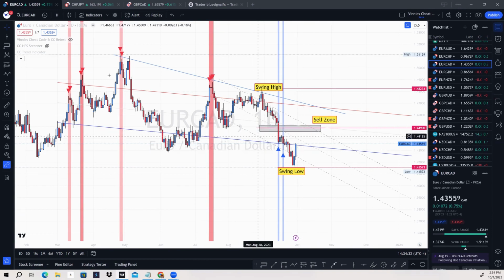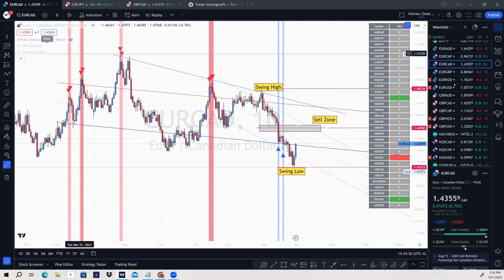Again, we got this trade from the HPS scanner. This is a scanner here. It scans the market for high probability setups. Okay. If it's green, that means you're looking to buy. If it's red, that means you're looking to sell. Very, very simple. We are on the daily time frame, so it takes a while for these trades to play out since you are on the daily time frame.